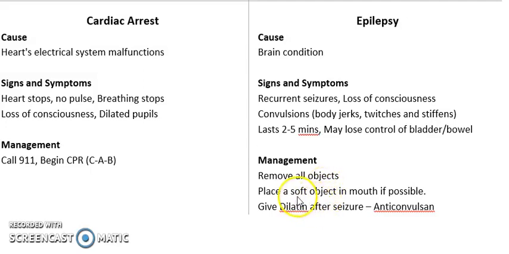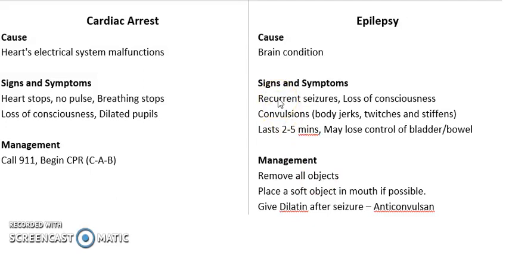If we have access to it, we might be able to put some soft object in the mouth, like a towel or something, but they can actually cut your finger off as they're twitching or trying to reach through their mouth, and they close their mouth hard. So don't do it if you cannot, it's just if possible. And then afterwards, if they have their epileptic medication, Dilantin, you can give it to them after the seizure, which is one of the drugs that they take for epilepsy generally.